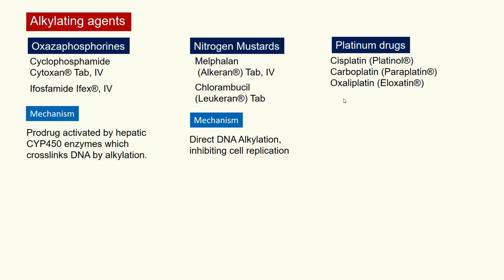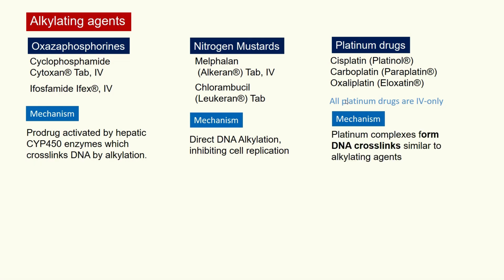There are three popular drugs in this one: cisplatin, carboplatin, oxaliplatin. All platinum drugs only come in intravenous dosage form. They work through platinum complexes that form DNA crosslinks, which is similar to alkylating agents, but they don't alkylate here. Instead, they crosslink as platinum complexes. Let's talk next about the major toxicities.